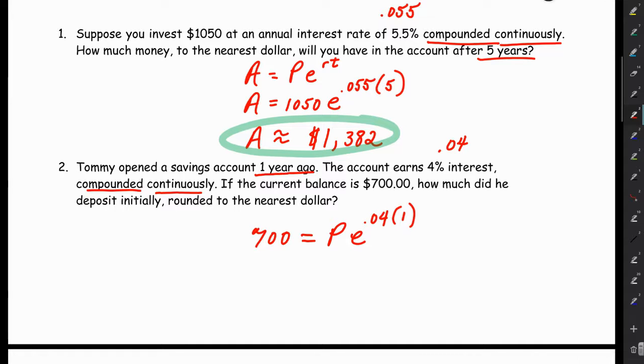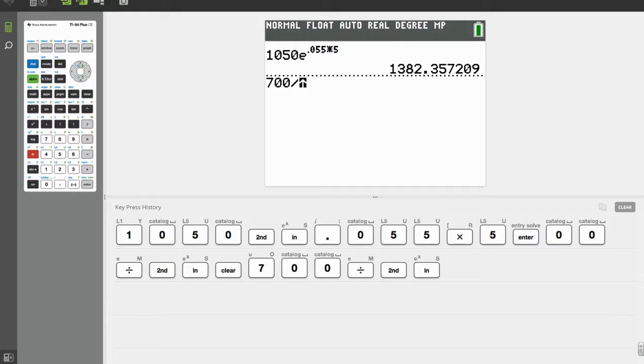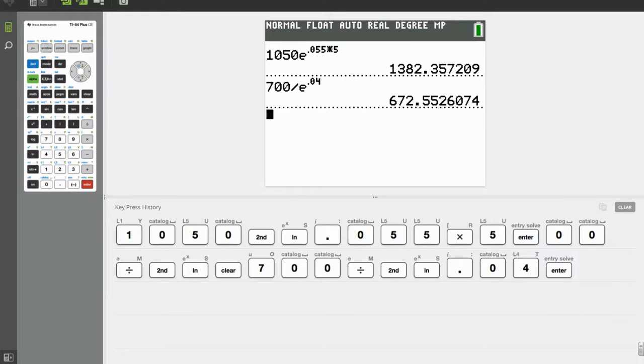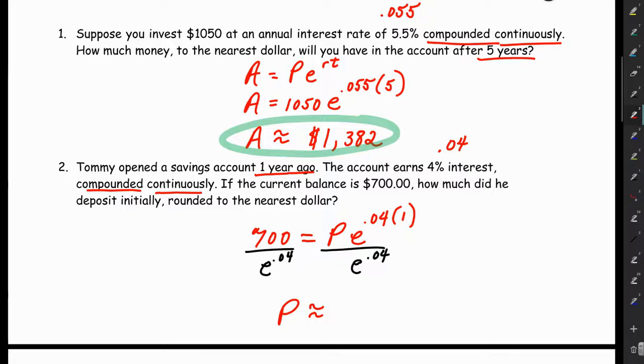All right, so in order to solve this, we have to divide both sides by e raised to the 0.04 power. And that'll give us our principal. Let's put that in the calculator. And rounded to the nearest dollar, we get $673.